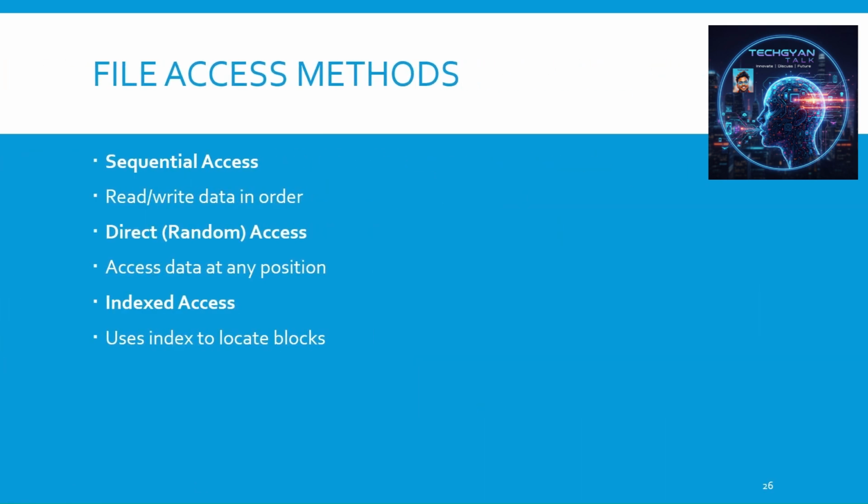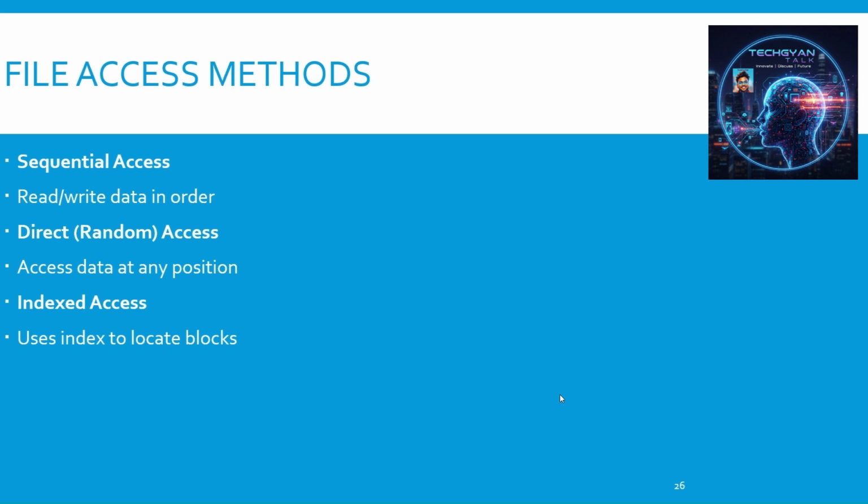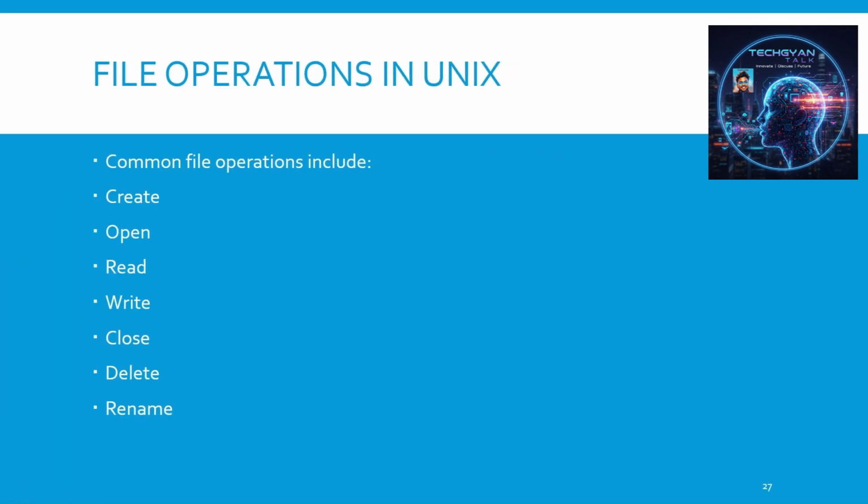File access methods: sequential access, read and write data in order; direct or random access, access data at any position; indexed access, uses an index to locate blocks. And file operations in Unix. Common file operations include create, open, read, write, close, delete, rename.